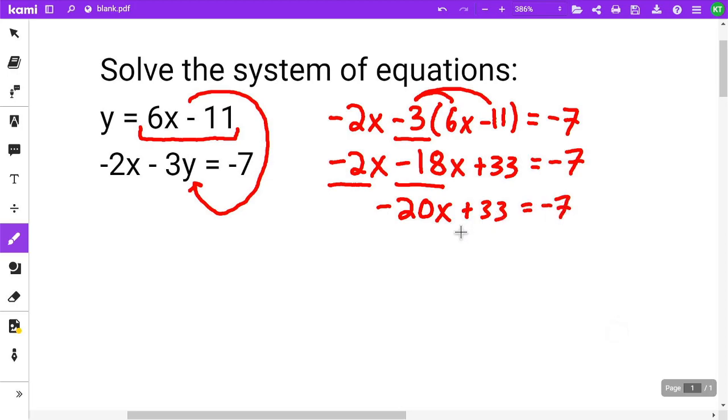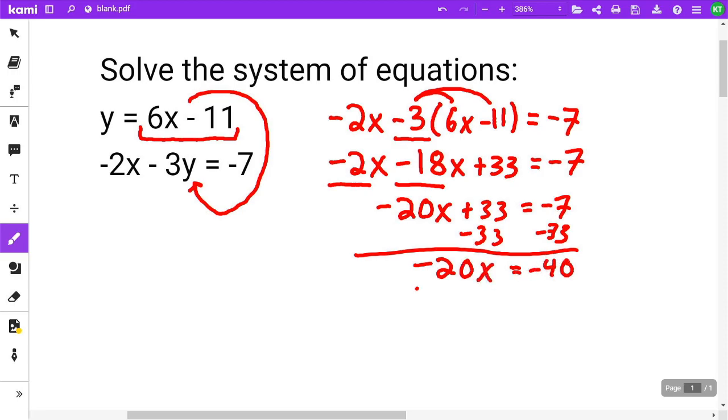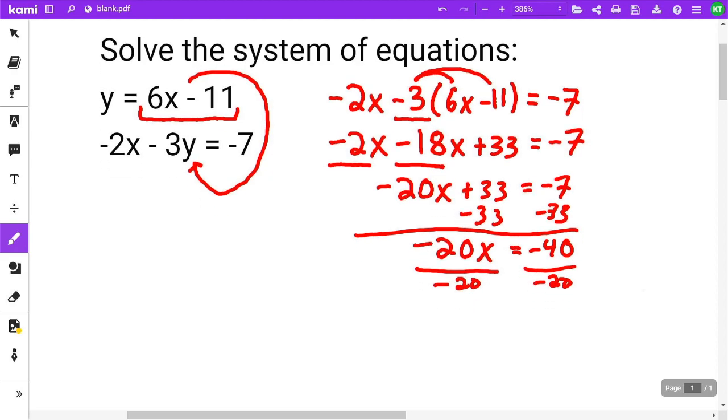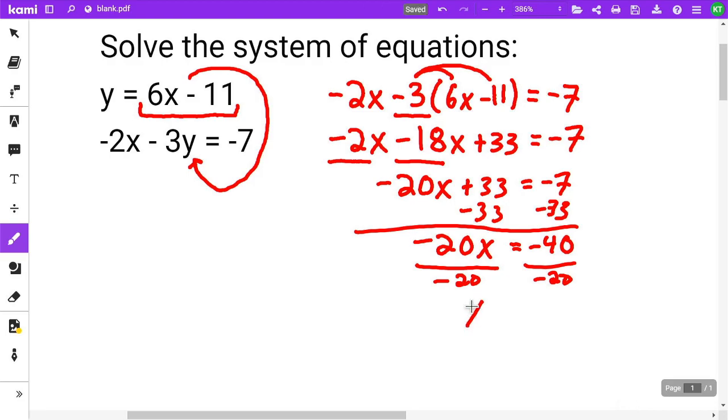Then I'm going to subtract 33 from both sides. I will get negative 20x is equal to a negative 40. And then lastly, I'll divide both sides by a negative 20. And that means my x will be equal to a positive 2, because negative 40 divided by negative 20 will give me a positive 2. So that is our first half there.